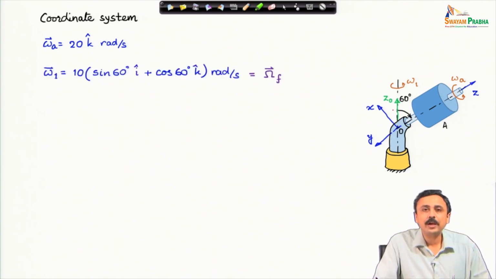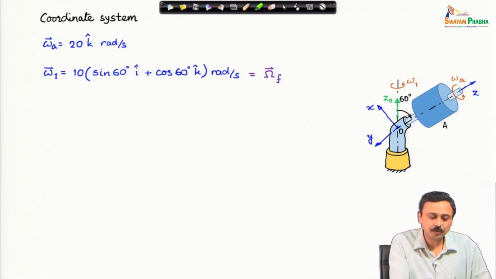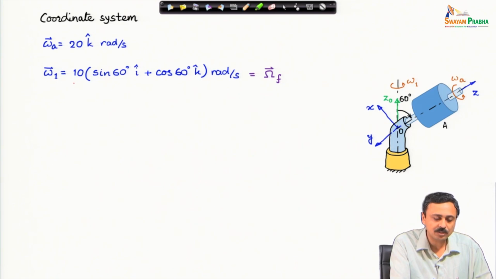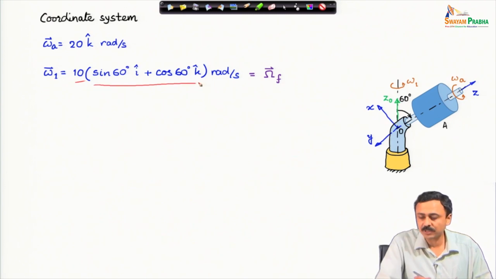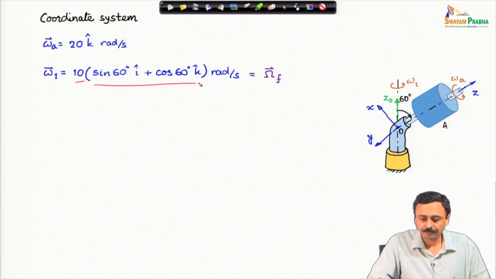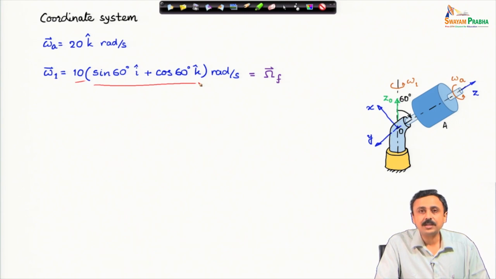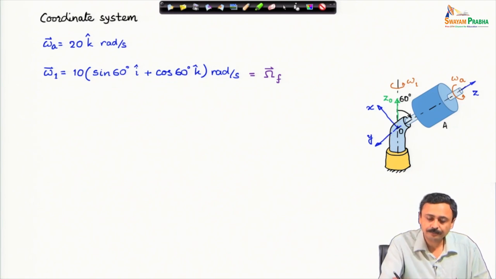Omega 1 now also has to be expressed in this x y z frame. It makes an angle of 60 degrees with the z axis. Therefore, this is the magnitude of omega 1, and this is the direction expressed in the x y z frame. Omega 1 vector is also the angular velocity of the frame.